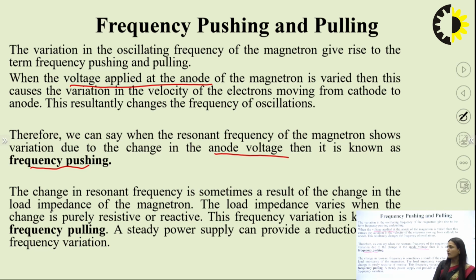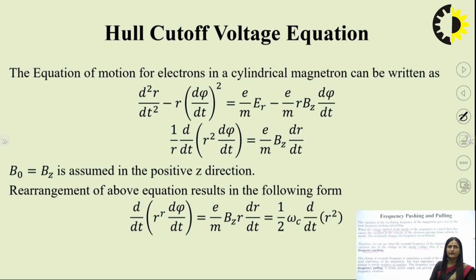Next, the change in resonant frequency is sometimes a result of the change in the load impedance of the magnetron. The load impedance varies whether the change is purely resistive or reactive. If it is purely resistive, then it is going to change. If it is purely inductive or capacitive, we can say reactive, then also it is going to change. This frequency variation is known as frequency pulling. A steady power supply can provide a reduction in this frequency variation.